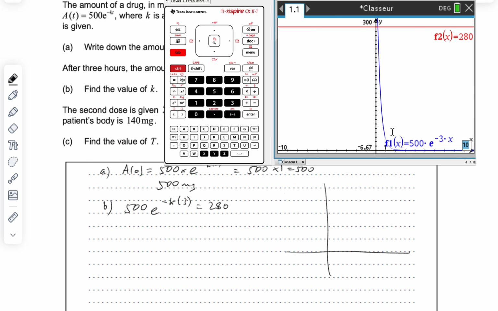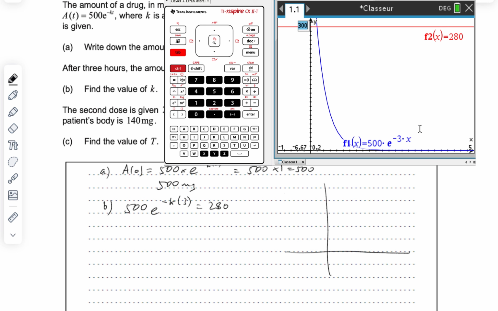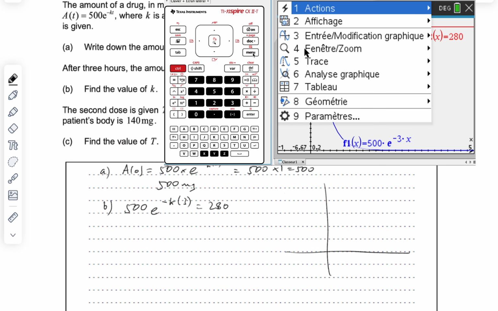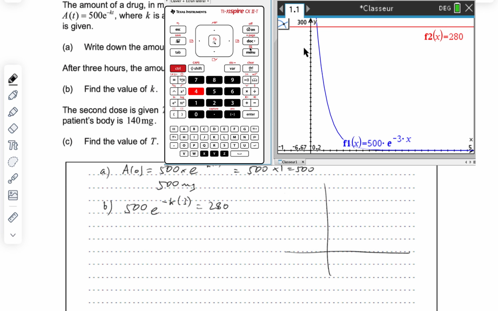There's my 280, there's the graph. I could make this a bit smaller, let's make it 5. And change this one to -1. Actually, that's enough to see the graph with. And we want to find that intersection point. Intersection points menu, geometry number 8, points and lines number 1, and intersection points number 4. This comes up now and tells me that I need to click on the first and the second graph. First graph, second graph in any order. It's given me the intersection point, and escape out of that because I don't want to add any more points.